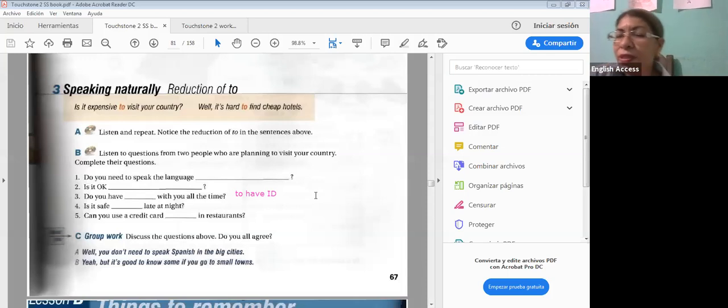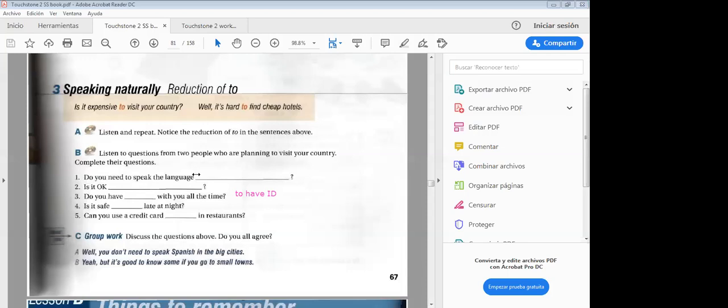You're going to ask and answer these questions. Remember, you can think about Mexico, you can think about here, Acapulco, okay? So we want to start with you. Luis, ask these questions to Jesus, please. Do you need to speak the language to travel around? Yes, I do. Because if you want to know a new place, it's necessary. Is it okay to drink the water? Yes, it is. Because it's good for our health.